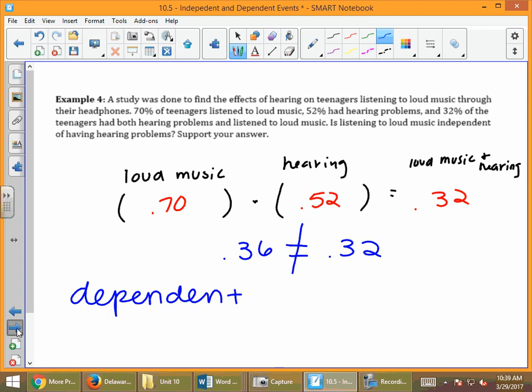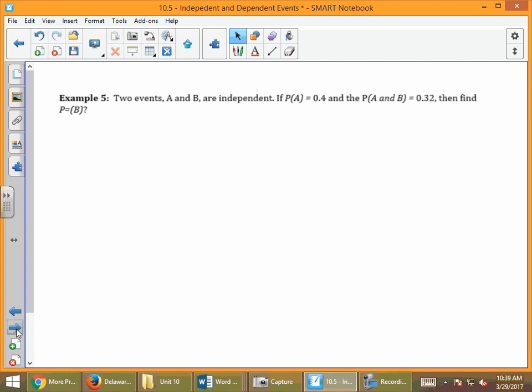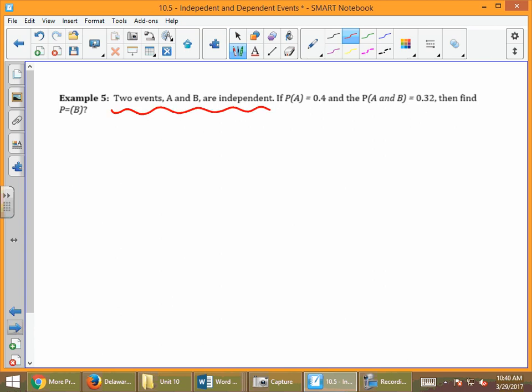One more. Since two events A and B are independent, if the probability of A is 0.4 and the probability of A and B is 0.32, find the probability of B. If we know these events are independent, what do we know about their product? The product is going to equal their intersection, their and. It's going to equal 0.32. So using that formula, the probability of the two things multiplied together, if they're independent, will equal the probability of their intersection.